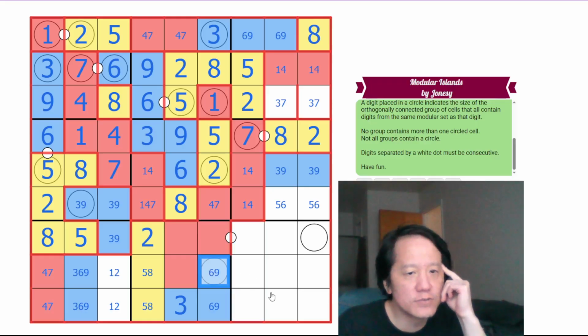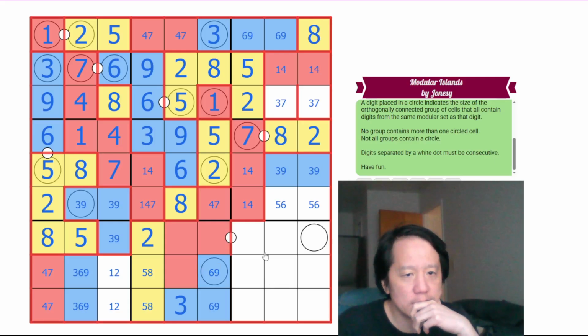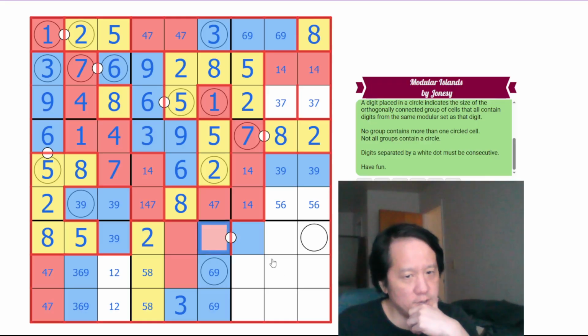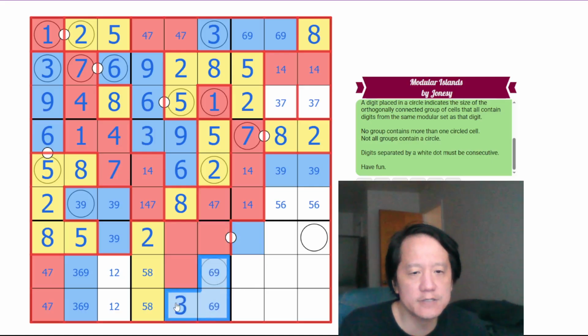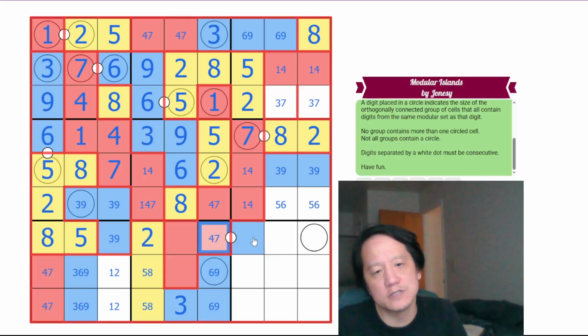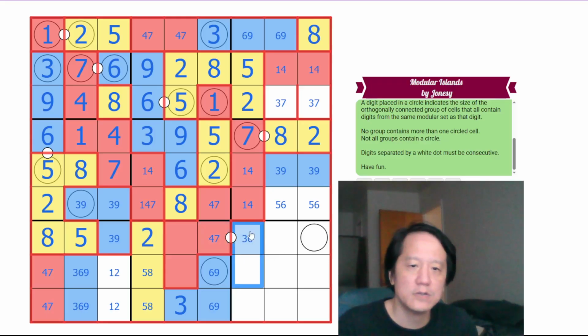This is size 6 or 9. It could be either one. This is consecutive with this, and it's red. Cannot be yellow because of the 3 yellows in the row, so this is blue. This blue has to be orthogonally connected to this because we have, this is done as a region. This has to be 4 and 7, which is consecutive with 3 and 6 here.